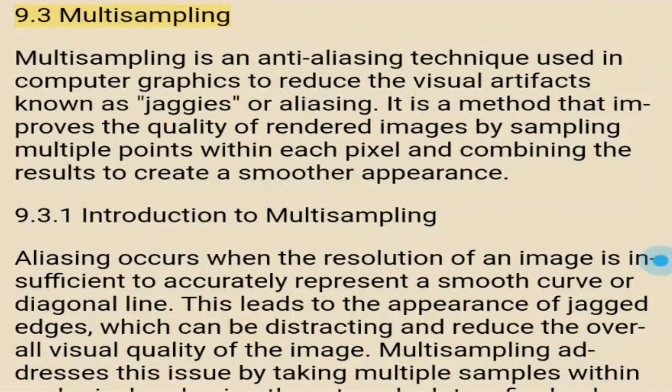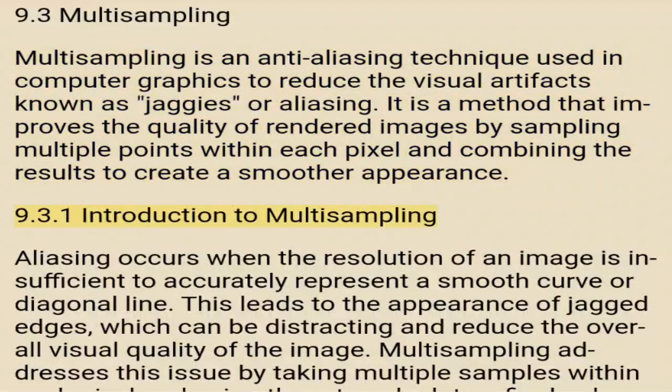performance. 9.3 Multisampling. Multisampling is an anti-aliasing technique used in computer graphics to reduce the visual artifacts known as jaggies, or aliasing. It is a method that improves the quality of rendered images by sampling multiple points within each pixel and combining the results to create a smoother appearance.